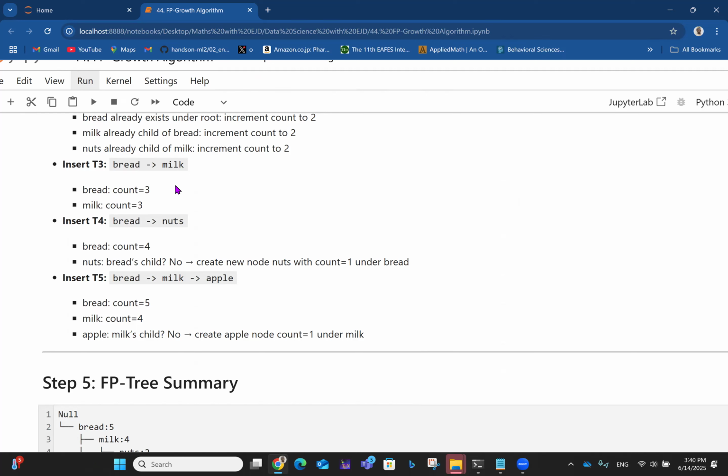So then insert transaction three, you have bread and milk now. So bread is now count three. Milk is count three also. Insert bread and nuts. So bread is now count four. Is nuts a child of bread? No, it is not a bread child. So no.